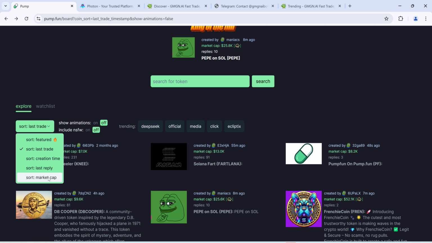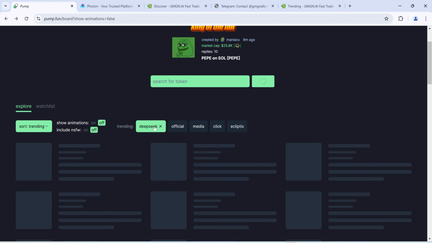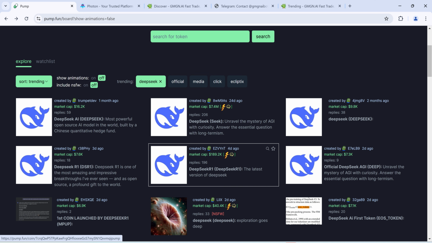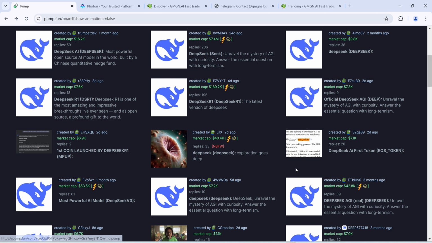by last reply or creation time. These are very nice ways. You can try them out by the trending to see the meta that is trending, and what people are buying currently. So you are seeing that this is the DeepSeek meta, what people are buying currently, and how it's influencing the whole thing.